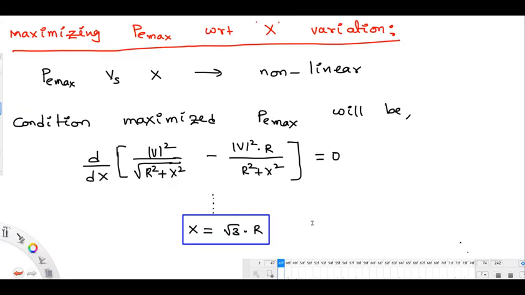Sir, generally at distribution transformers near our houses, there will be a GI wire coil on the pole. Is that earthing or what is it, sir? It's not coil earthing, it's simply GI wire earthing. No, sir, there will be a coil, like an inductor.